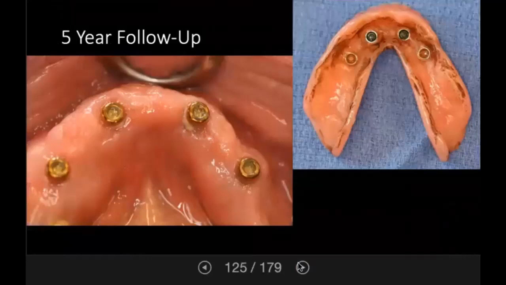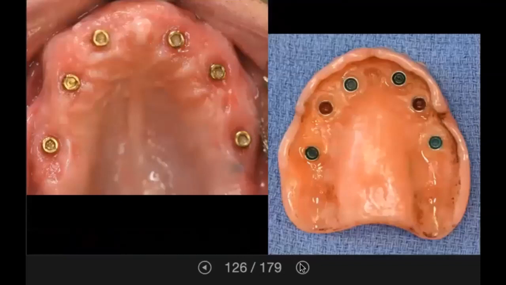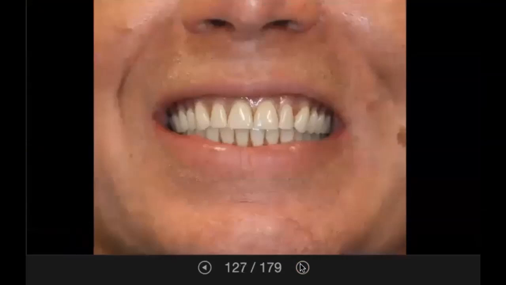Here we have Michael at a 5-year follow-up. Here we can see his mandible with his locator attachments in place and with his removable lower denture. Here we have his maxilla with his 6 implants and locators and his upper complete denture. Here's a final picture of Michael. Here we have a happy patient with excellent denture retention.